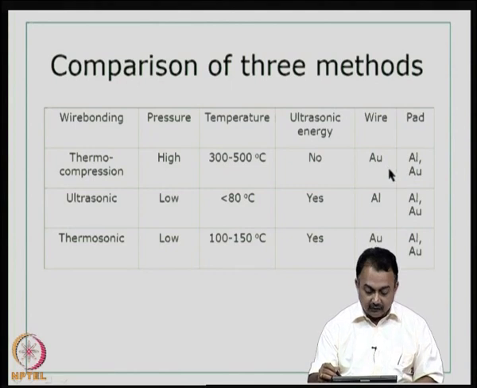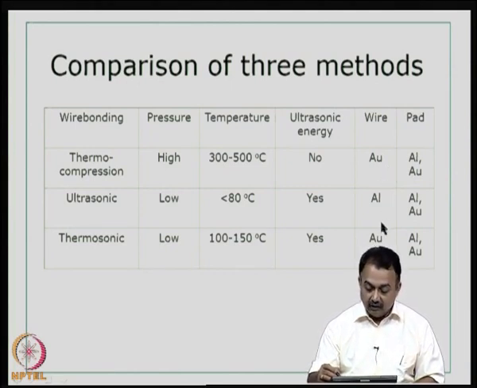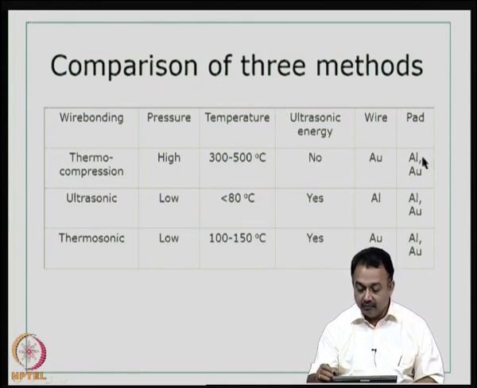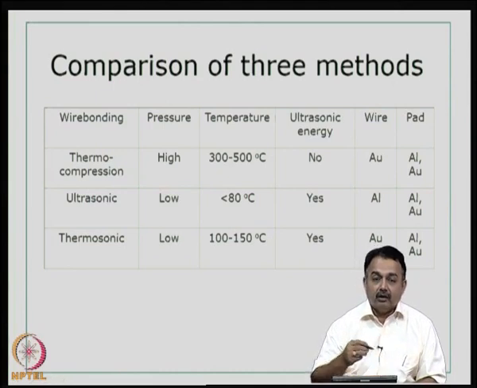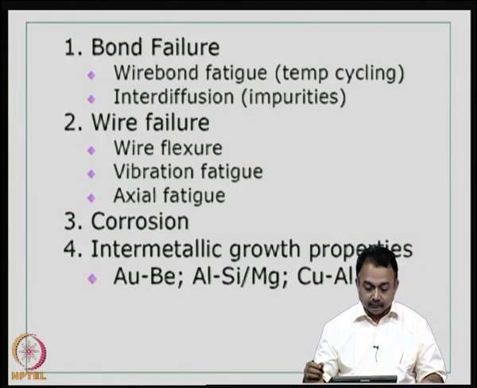and the wires used for thermocompression bonding are typically gold, for ultrasonic it is aluminum, and for thermosonic it is gold, and the bond pads typically have to match. Typically for gold you can use aluminum or gold, but today if you are using wire bonding on a printed circuit board, you can have nickel gold as the surface finish for wire bonding.